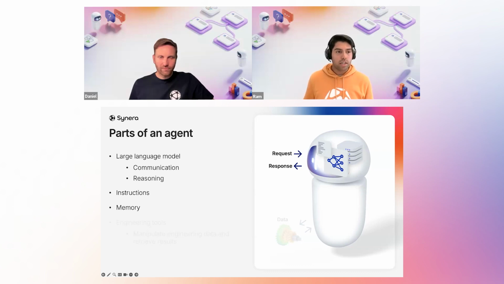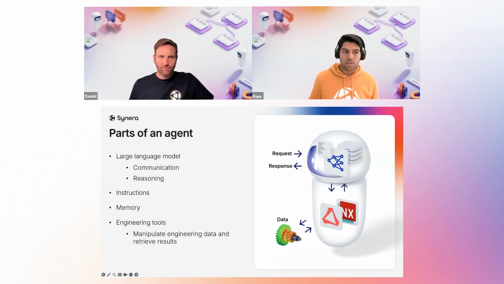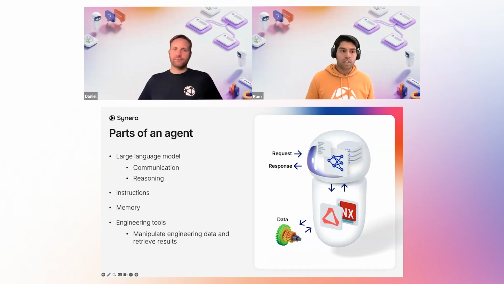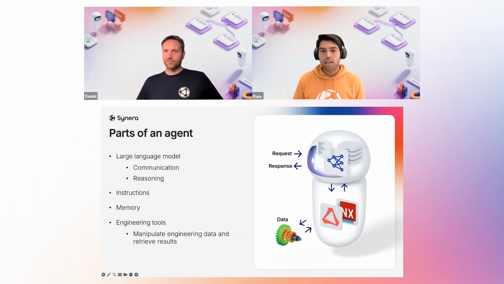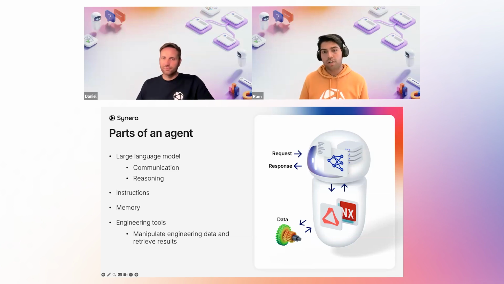And the last ingredient is actually engineering tools, which is where Synera is poised. The large language model in combination with instructions and memory is at the core, manipulating tools. And engineering data is super unique. It is varied and across sources. And that's pretty much why we need an agent paired with instructions and an engineering tool. And that actually completes the skeleton or the base of an agent.